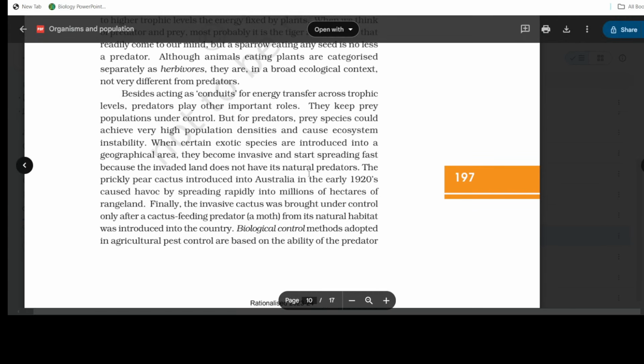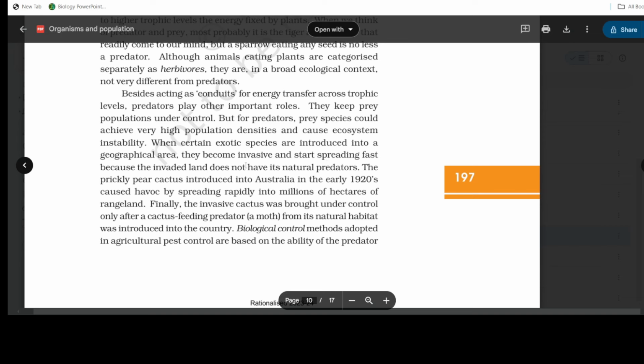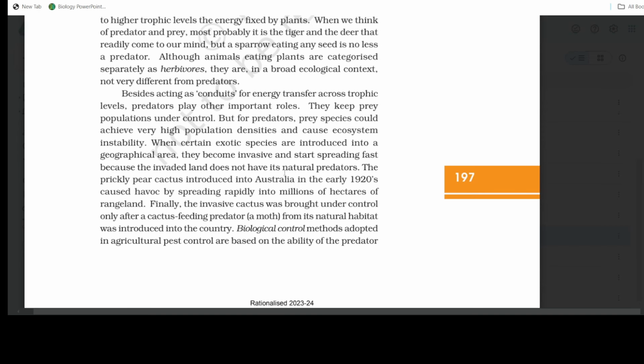If the prey population is not kept under control, when certain exotic species are introduced in a geographical area, they become invasive and start spreading fast because the invaded land does not have its natural predators. If there are no predators, then if any invasive species comes, they don't have natural predators, they may grow. So predators are important to keep the population under control.